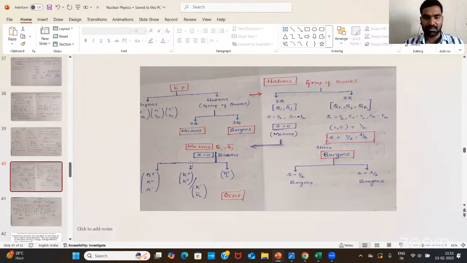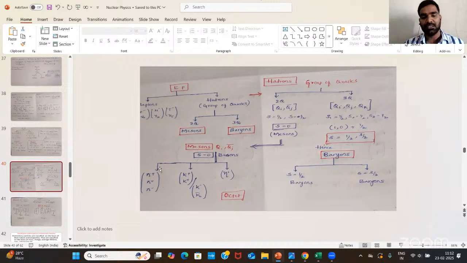These mesons are the elementary particles. Those are pi plus, pi naught, pi minus, and K plus, K naught, K minus, K naught bar, and also eta naught. These are all bosons or mesons. We will say pi plus, pi naught, pi minus, K plus, K naught, K minus, K naught bar, and eta naught. These have an octet because eight elementary particles are there.